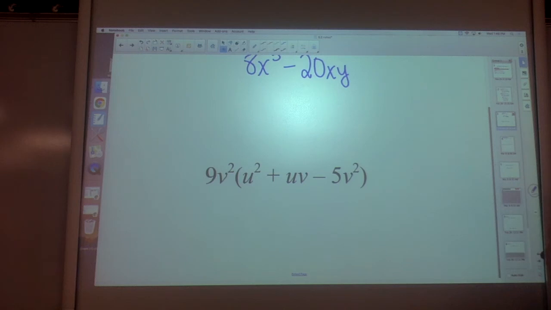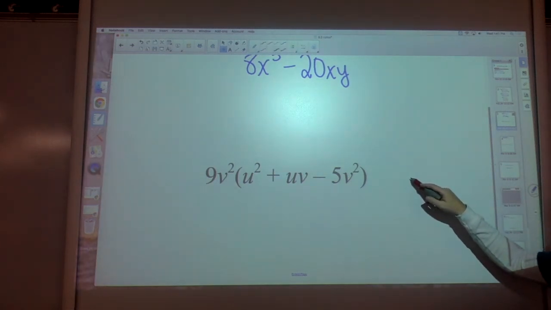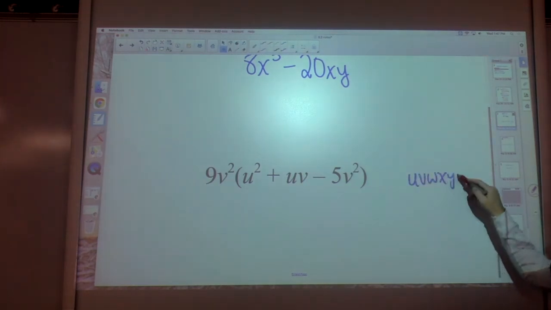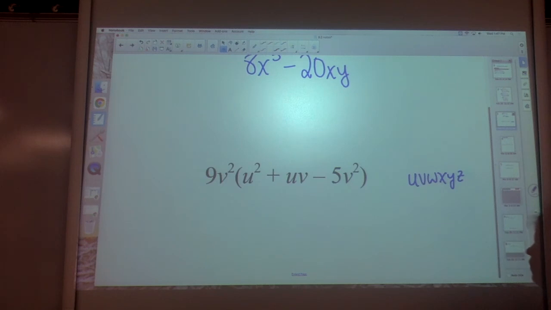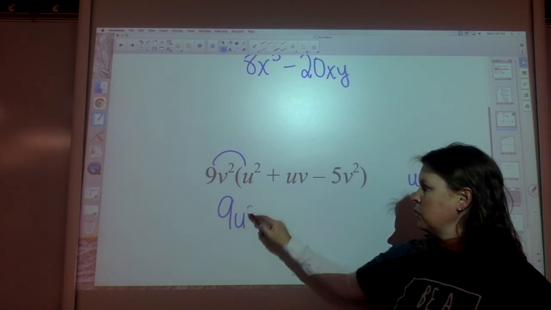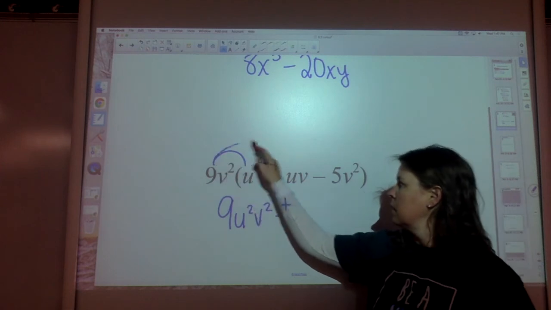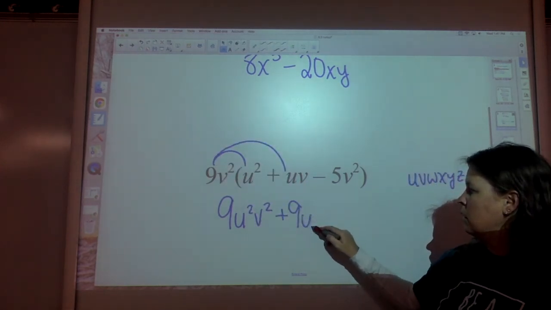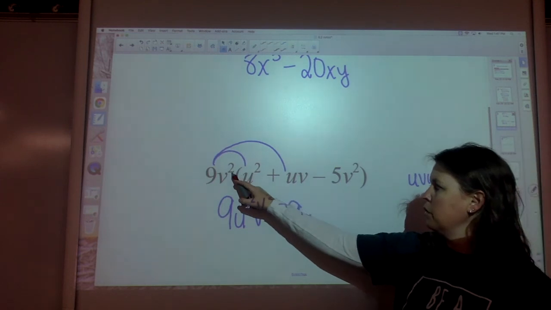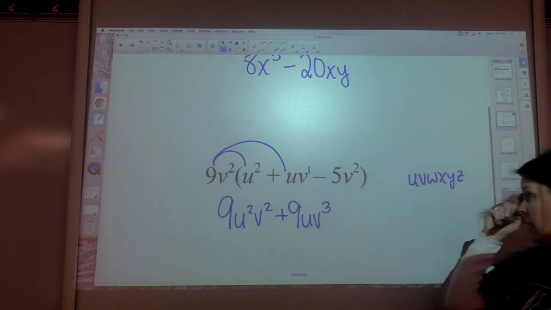So what does this one look like? There's lots of u's and v's and squareds in there. We just got to slow down, be careful, think of your alphabet. A, B, C, D, no, U, V, W, X, Y, Z. Okay, so U comes before V. So when you distribute this, you do 9, U squared, V squared, plus 9, U, there's 2 V's there and 1 V here, which makes V to the 3rd altogether.